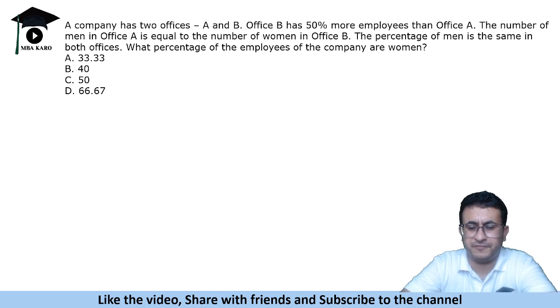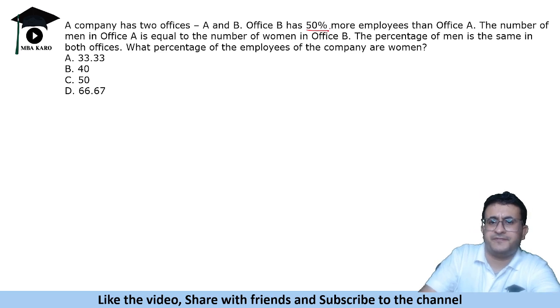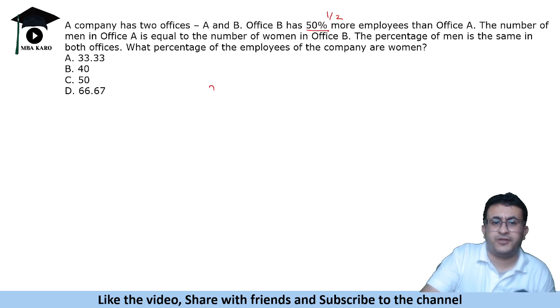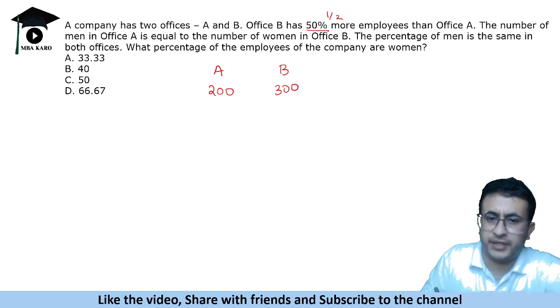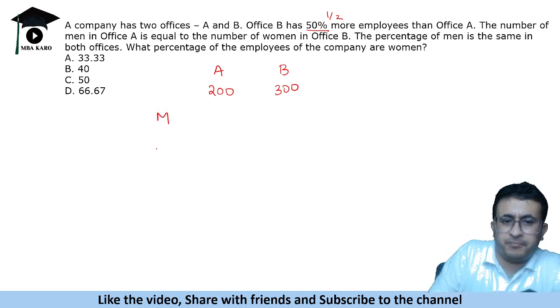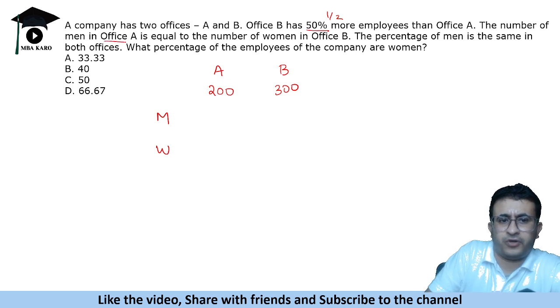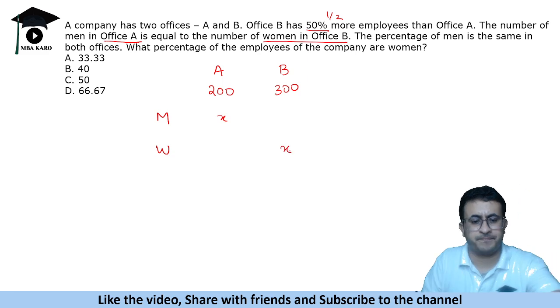Okay, not so difficult a question, but taking the right numbers, we will do it instantly. Office B has 50% more employees. 50% means 1 by 2. So let us say office A has 200 employees, B has 300 employees. Now we will have to do men and women. The number of men in office A equals the number of women in office B. So let us say this is X, this is also X.